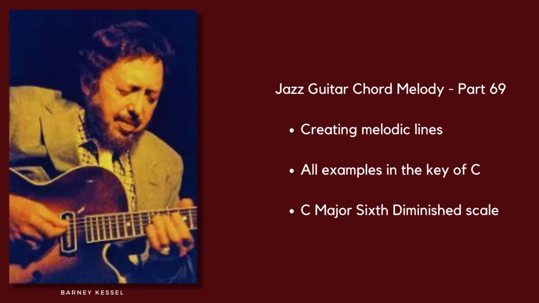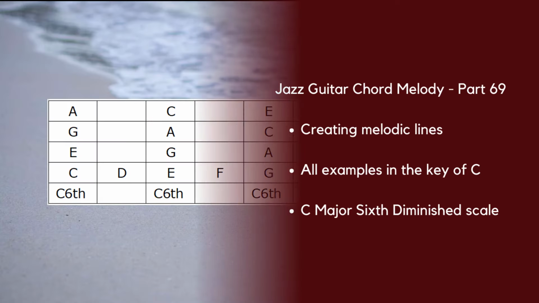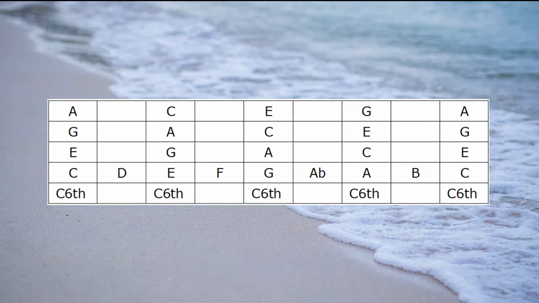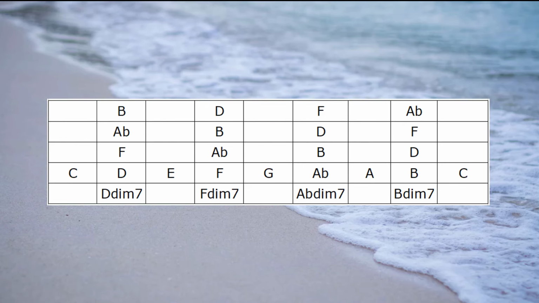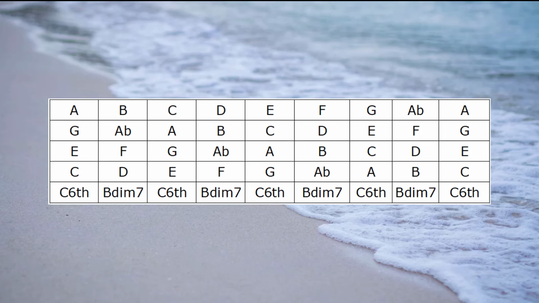All the examples will be in the key of C, and we'll be using the C major 6th diminished scale throughout the lesson to construct our melodic lines and harmonies. As you know, when the C major 6th diminished scale is harmonized, only two types of chords are produced: the C major 6th chord and the B diminished 7th chord. Various inversions of these two chords are produced, however there are only two chords. The concept of borrowing a note from a neighbouring chord creates a whole range of harmonic possibilities.